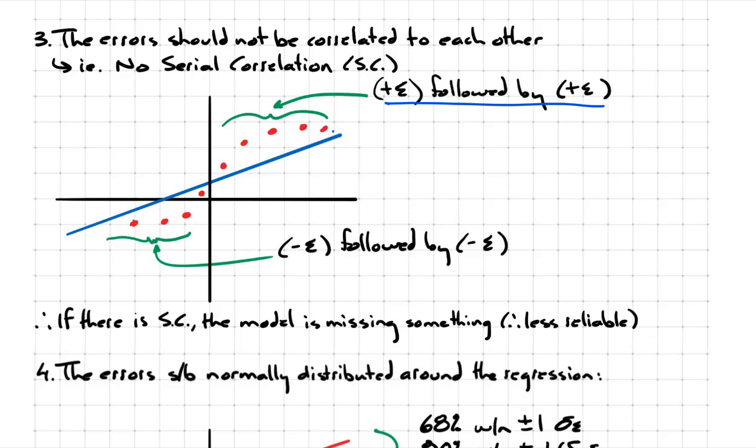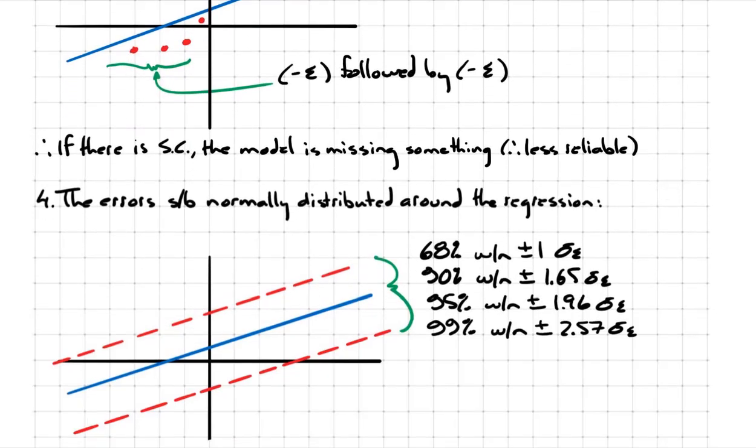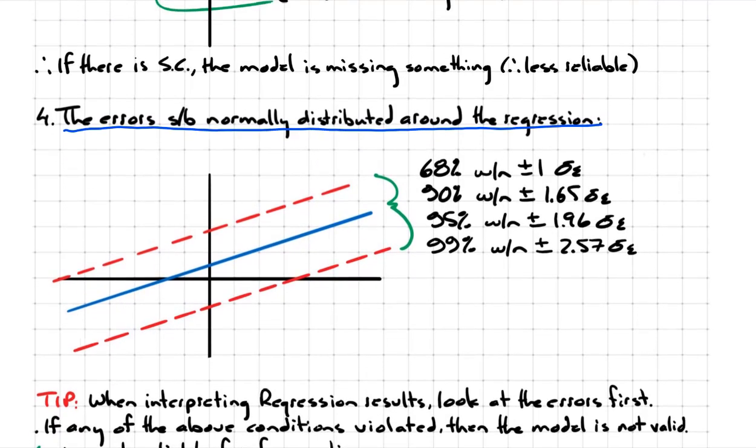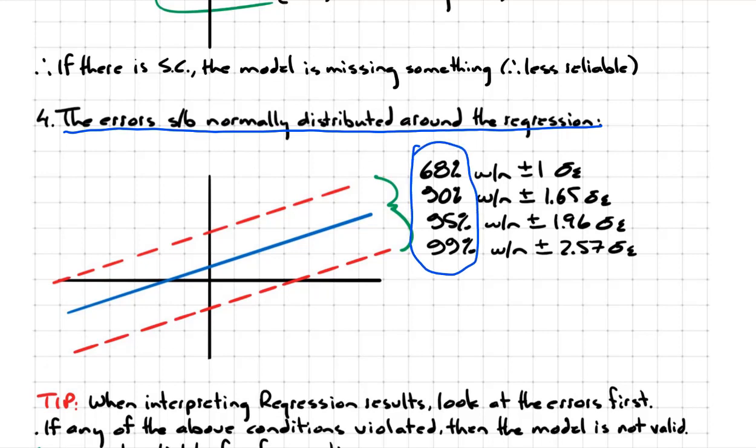What is the fourth condition that we want to make sure our errors are in compliance with? The errors should be normally distributed around the regression line. So if you remember the rules of normal distribution, your 68% band is plus or minus one standard deviation away from the mean. That's the classic confidence intervals that we're accustomed to. But now, rather than doing confidence interval around the mean, we're doing the confidence interval around the regression line. So basically, it's the same rules of thumb. So 68% of the observations will lie between plus or minus one standard error.